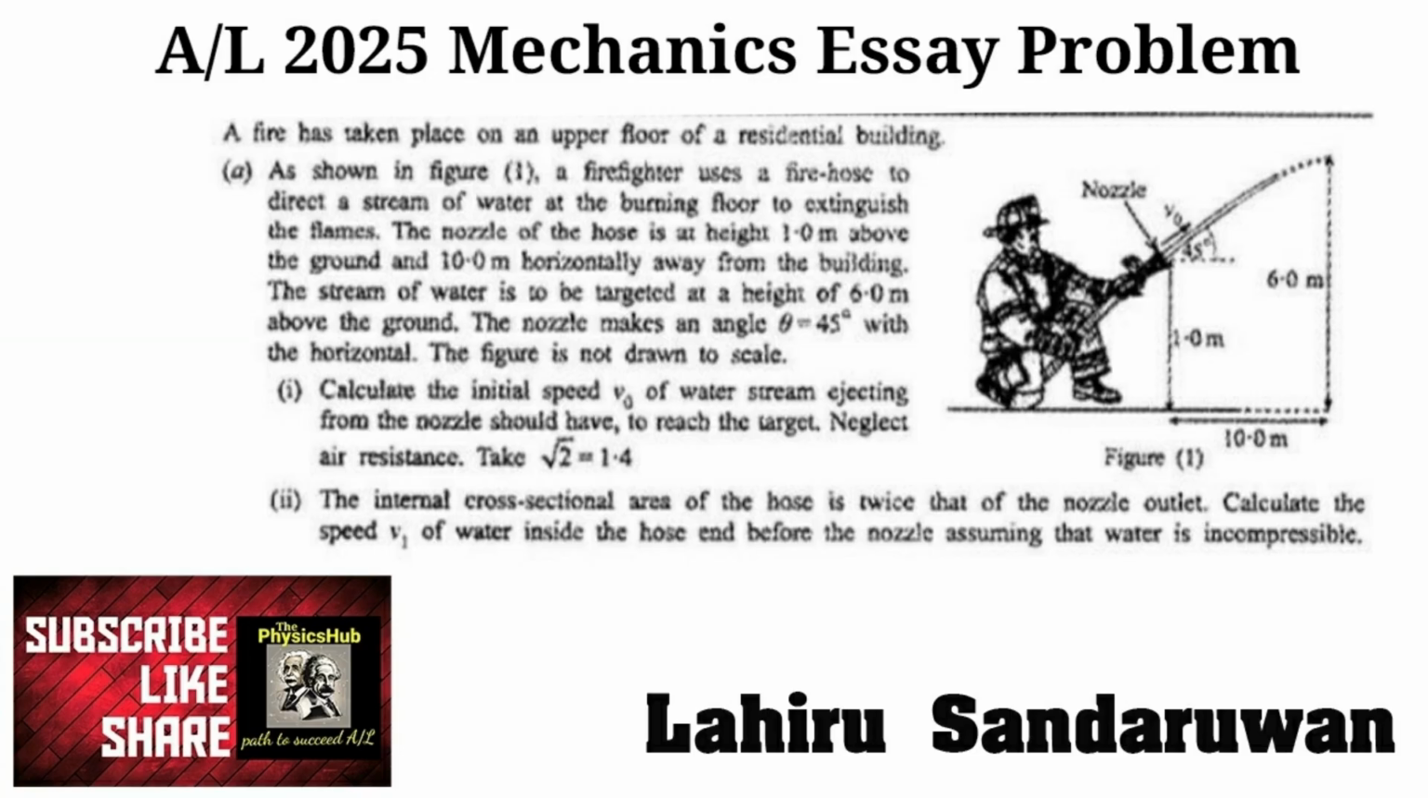The nozzle of the hose is at a height of 1 meter above the ground and 10 meters horizontally away from the building. The stream of water is to be targeted at a height of 6 meters above the ground. The nozzle makes an angle of 45 degrees with the horizontal. The figure is not drawn to scale. Part 1: Calculate the initial speed V0 of the water stream ejecting from the nozzle required to reach the target. Neglect air resistance. Take root 2 equals 1.4.